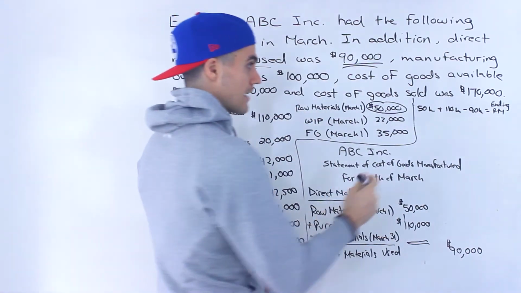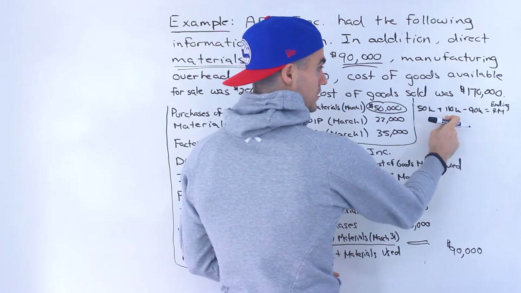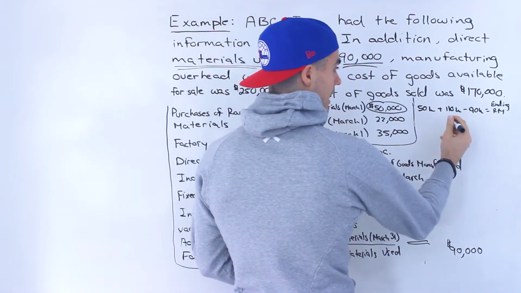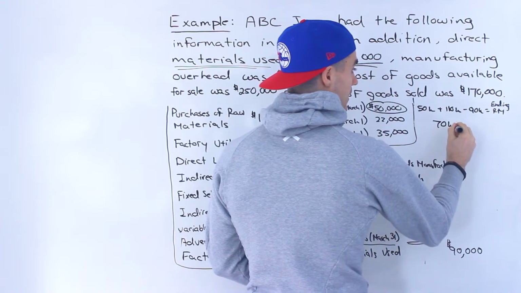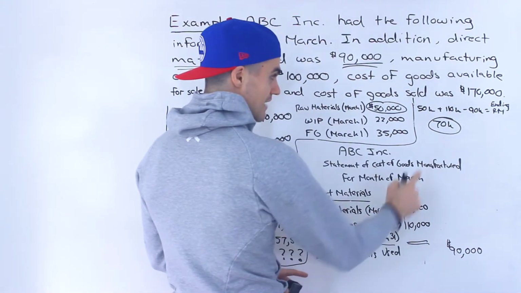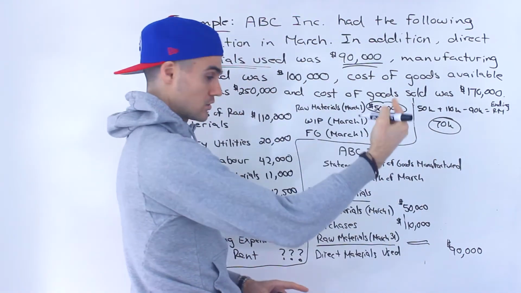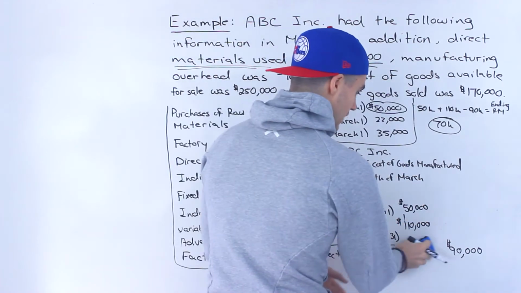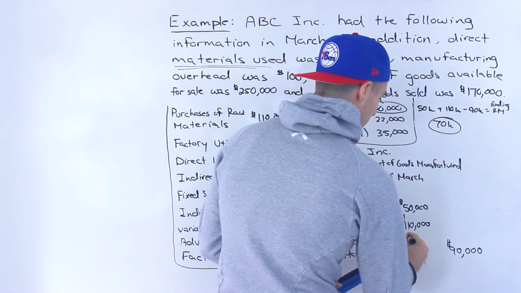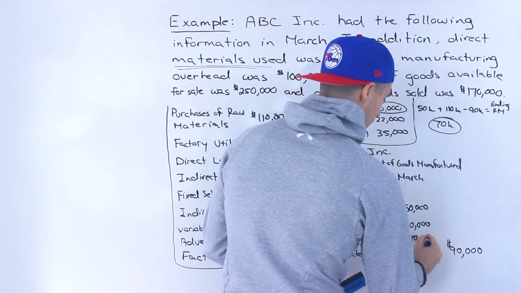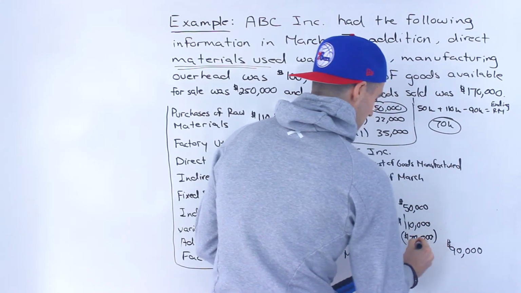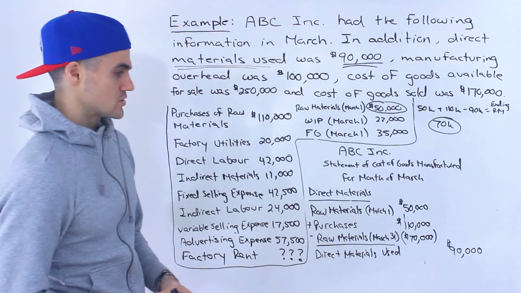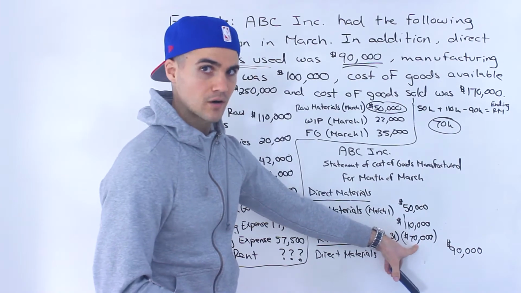And so notice that we can solve for this. So 50 plus 110 is 160, minus 90 gives us 70K. So 70K is the ending raw materials. So that's what would go over here. So we had to solve, and that's going to be a negative number, so let's put a bracket there. So we had to solve for this figure over here.